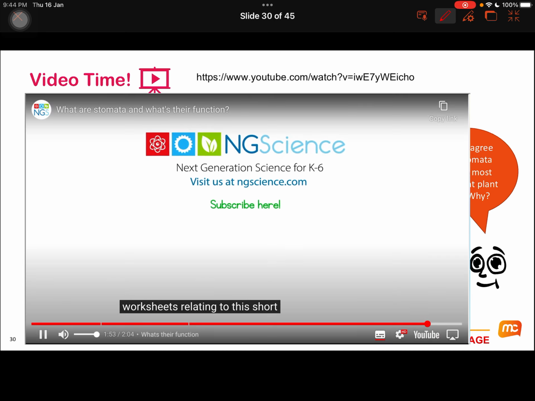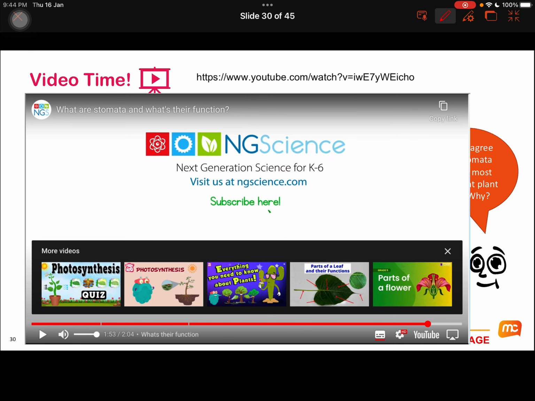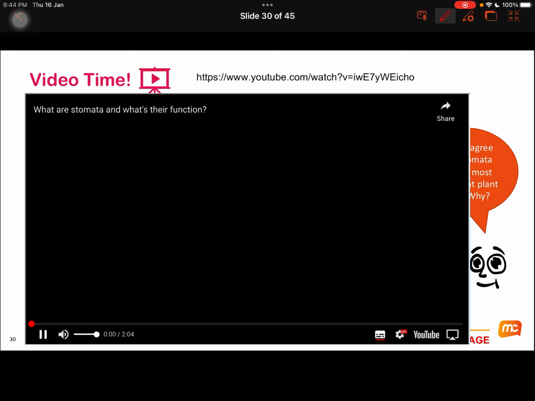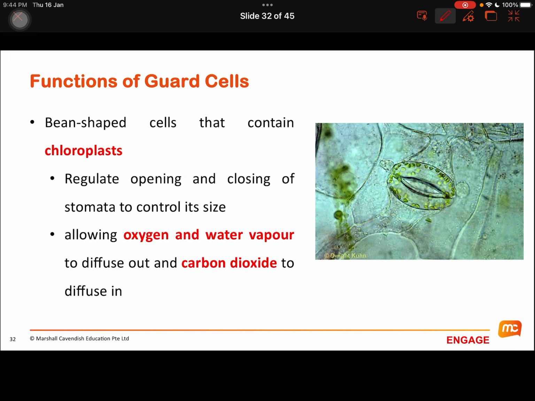Worksheets relating to this short video. I hope this video helps you to better appreciate how the stomata opening, the size of it, is controlled by the pair of guard cells. In the next few slides, we'll talk about how the guard cells, in particular, if you pay attention to this micrograph over here. So micrograph refers to a photograph taken under the microscope. So the guard cells can be seen over here, as the opening of the stomata is seen right in the middle.